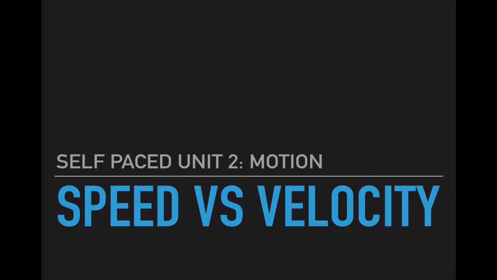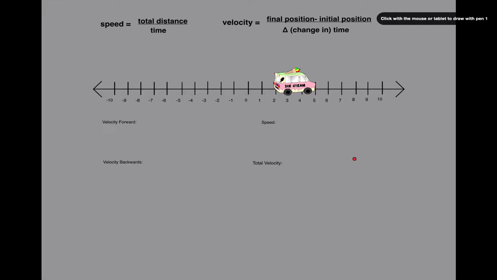Alright guys, now I'm going to work through a couple practice examples with speed and velocity. We're going to look at a few velocity examples and then one speed example to show the difference. So I like to use this little diagram to help us out.